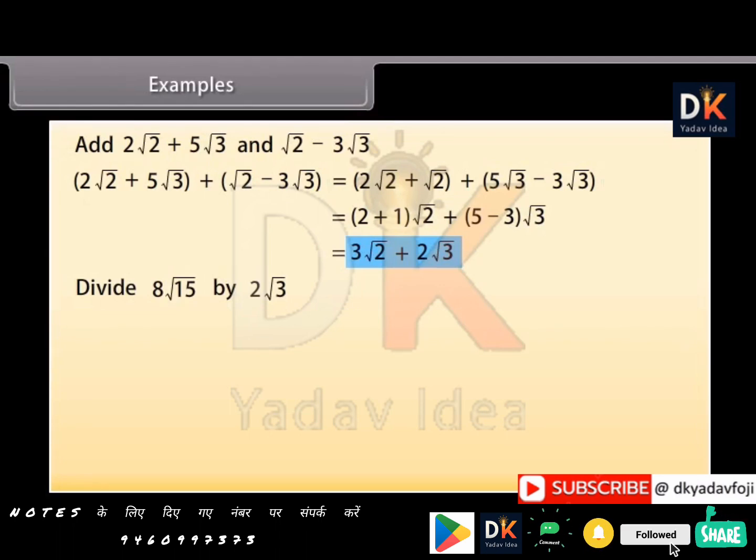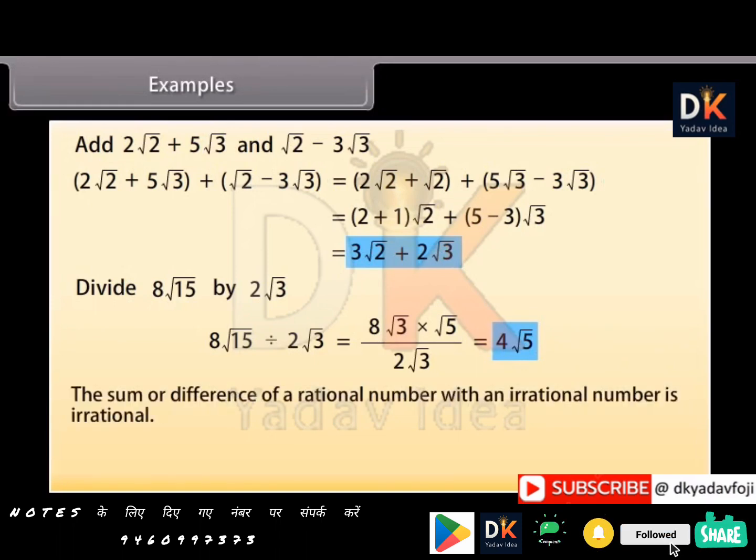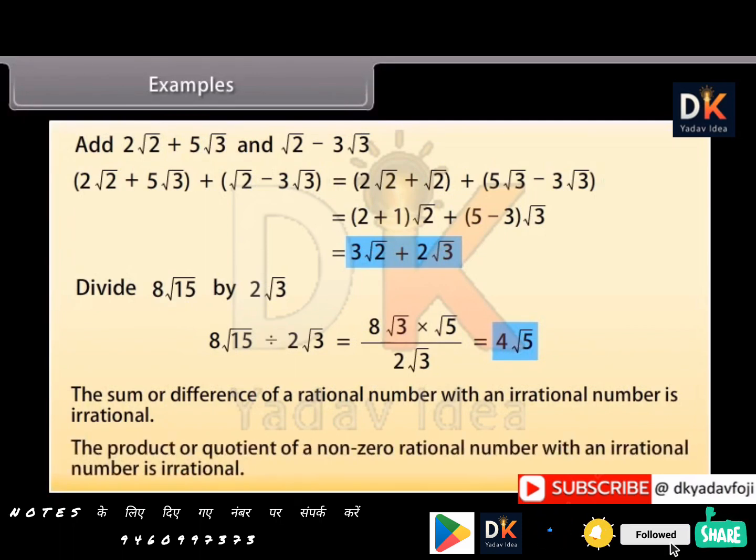We will write it in this way. We can write 8 square root of 15 as the product of 8, square root of 3 and square root of 5. Hence, the answer we get is 4 square root of 5. So from these examples, we can conclude that the sum or difference of a rational number with an irrational number is irrational, and the product or quotient of a non-zero rational number with an irrational number is irrational.